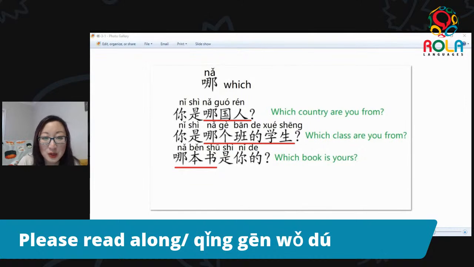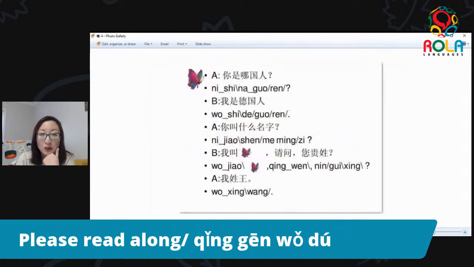And the last one, which book is yours? 哪本书是你的? All right, since we've learned to ask a person where are you from, which country are you from, now let's look at this dialogue, this conversation.